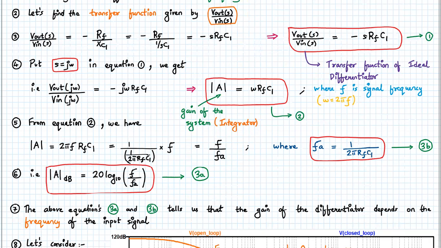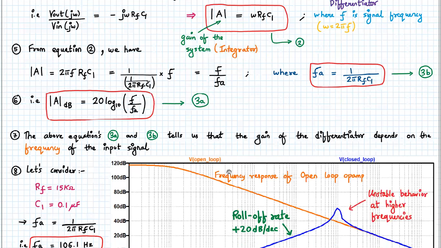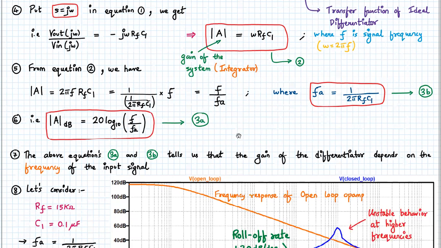So the above equations 3a and 3b tell us that the gain of the differentiator depends upon the frequency of the input signal. Okay, now let's build this ideal differentiator in LT Spice and check out the result.